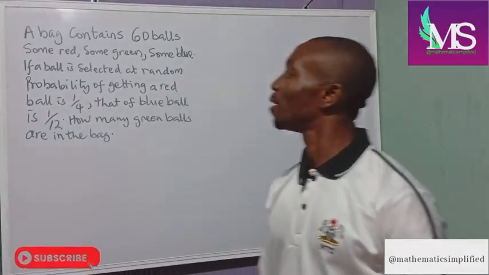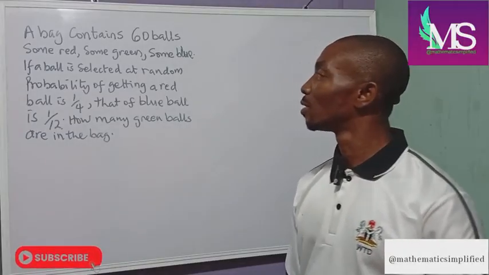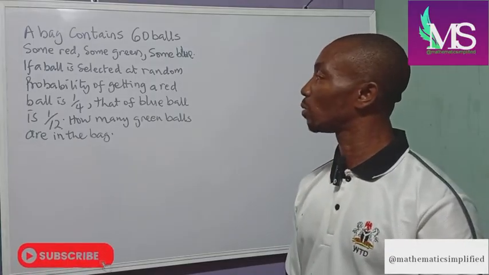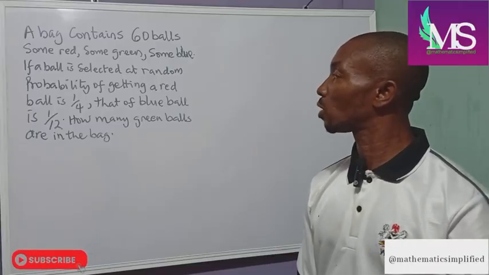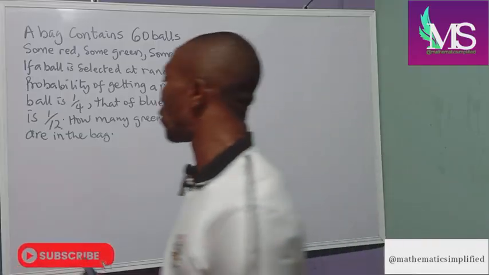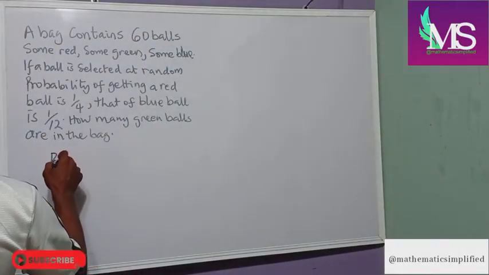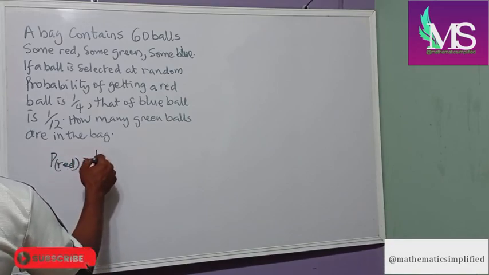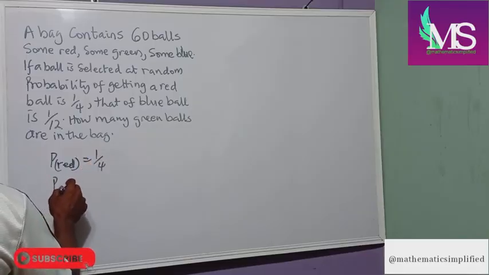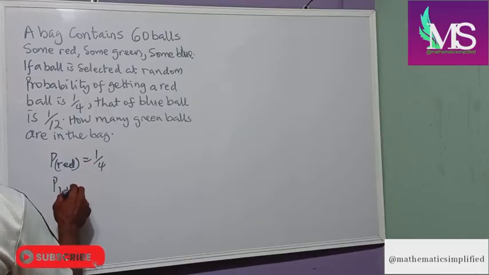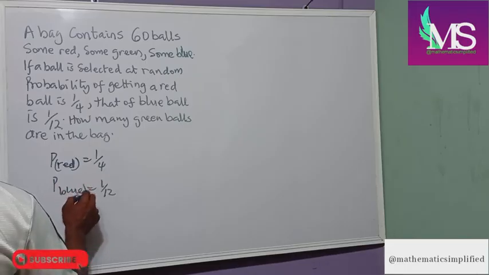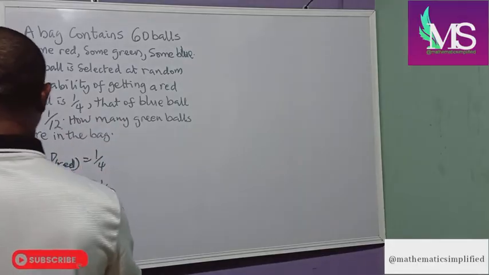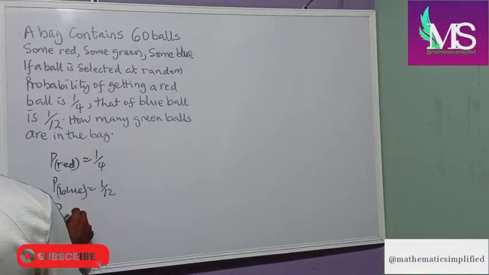Our next question says, a bag contains 60 balls, some red, some green, and some blue. If a ball is selected at random, the probability of getting a red ball is 1 over 4. So probability of red is 1 over 4. Probability of blue is 1 over 12. Now they ask how many green balls are in the bag. So we need to find the probability of green.